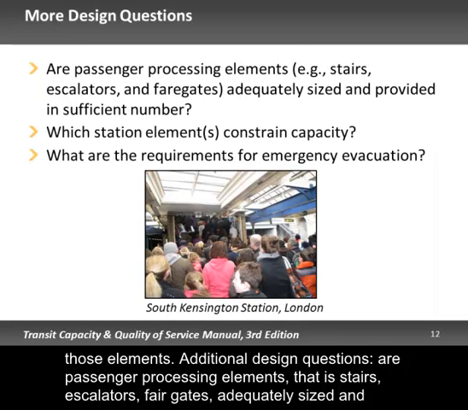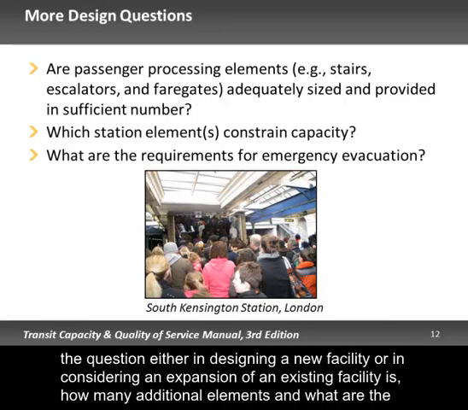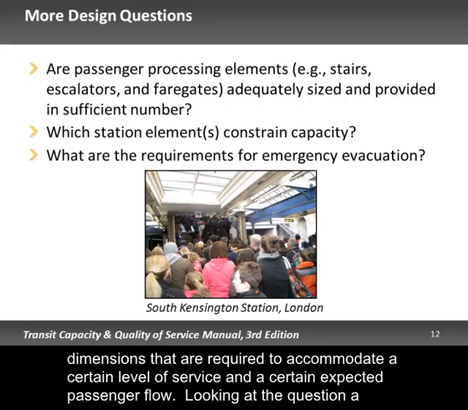Additional design questions are whether passenger processing elements, that is stairs, escalators, and fare gates, are adequately sized and provided in sufficient number. That may be pretty obvious in an existing station. You'll see congestion if there is not a sufficient number. But the question, either in designing a new facility or in considering an expansion of an existing facility, is how many additional elements and what dimensions are required to accommodate a certain level of service and a certain expected passenger flow.